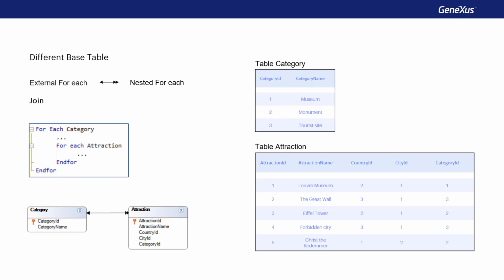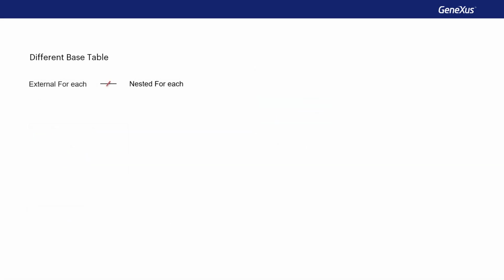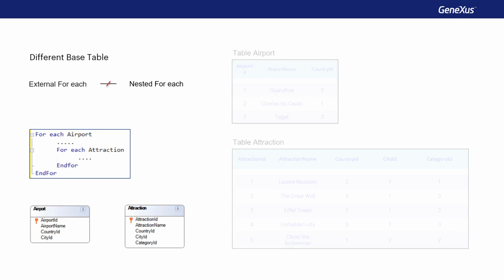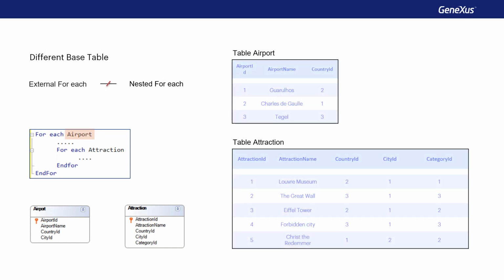In the second case, when there is no relationship, for each record considered in the main for each, the nested for each will run its instructions for all the records of the other table, because it has found no relationship between them. This operation is known as Cartesian product.